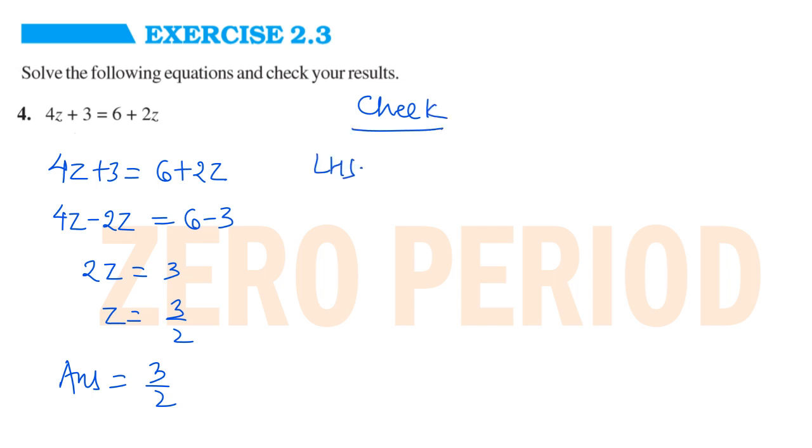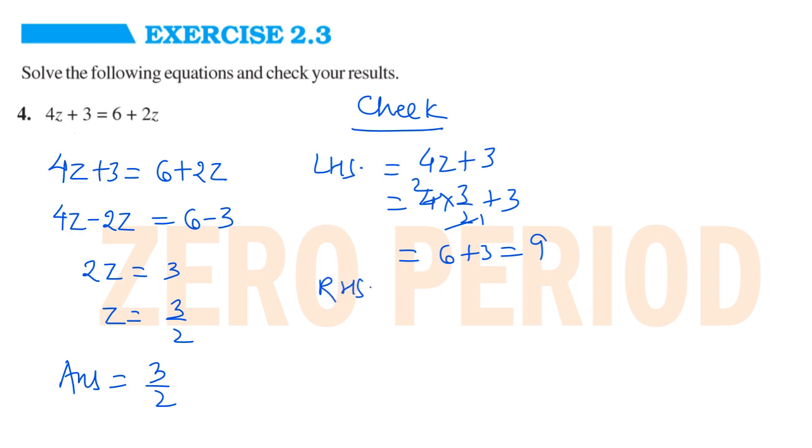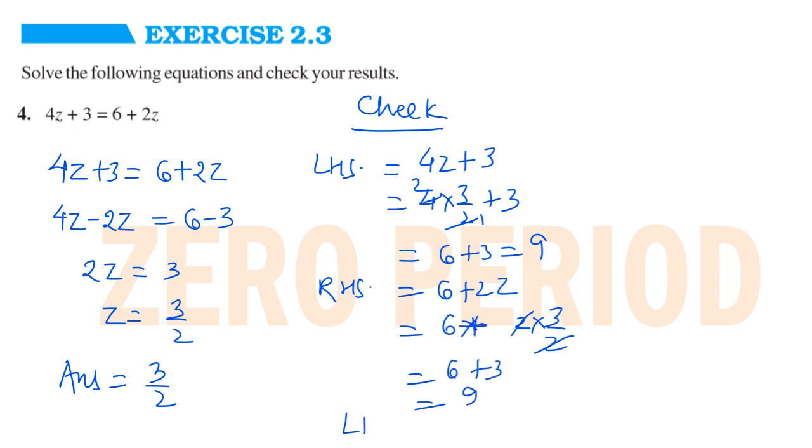Your left hand side is 4z plus 3. It means 4 into 3 by 2 plus 3. 2 can cancel this, 2 into 3 is 6. 6 plus 3 is 9. Move to right side. Right side is 6 plus 2z. So 6 plus 2 into 3 by 2. Cancel this 2. 6 plus 3, this is 9. Again you get LHS is equal to RHS. It means your answer is correct. Move to the next question.